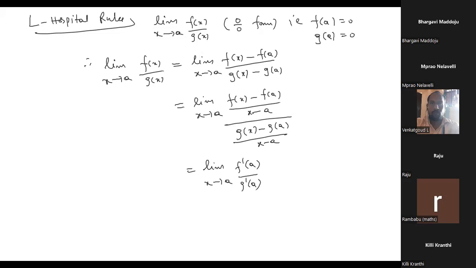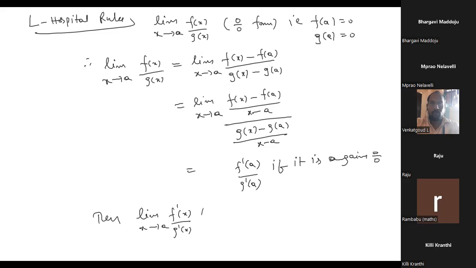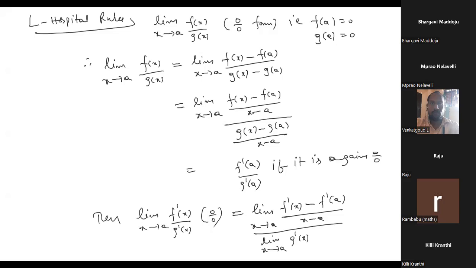Now, if this is again 0 by 0, then this is the reason for L'Hospital: limit x tends to a of f dash x by g dash x. This is 0 by 0, right? So this is equal to limit x tends to a of f dash x minus f dash a, because f dash a is 0 here, by x minus a, and g dash x minus g dash a by x minus a. Same like that, you have to continue. This is f double dash a and g double dash a. Again, suppose it's 0 by 0, I have to continue like this till getting a finite value. So this is the reason for L'Hospital.